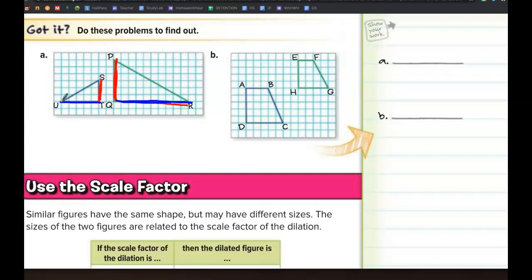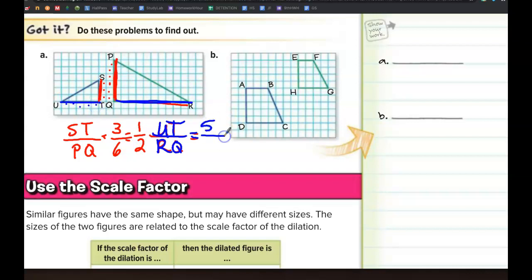So go ahead and set up your ratios. Let's go from small to large, so the blue to the green. What's my measurement of ST? 3 over, what's PQ? 6. Simplifies to 1/2. Okay, UT and RQ, what's UT? And RQ? Simplifies to? Are these equal ratios? So are they similar figures?